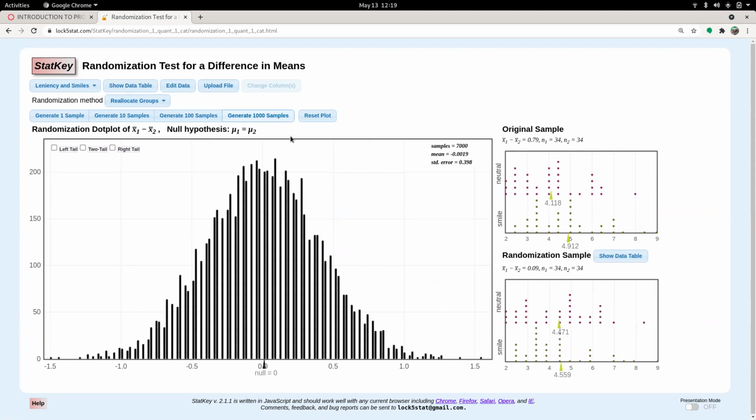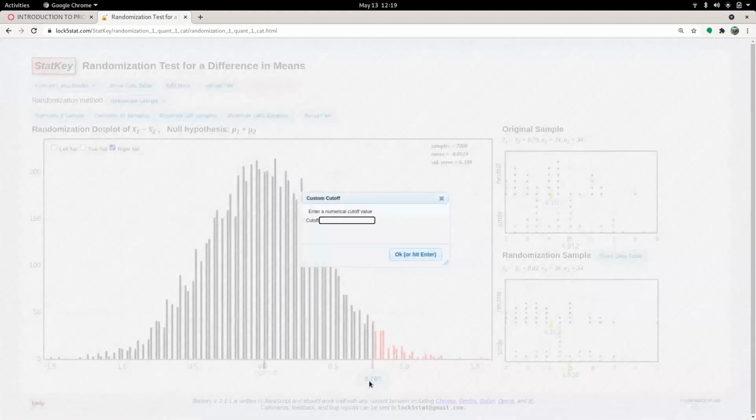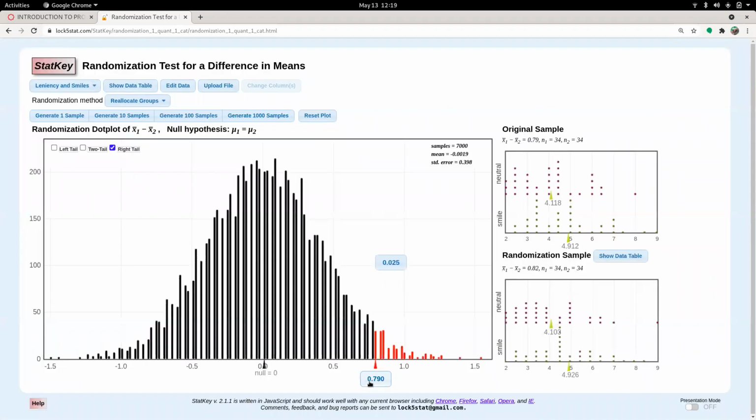And let's say I got 7,000, that should be good enough. To get the p-value to find out if this difference is significant, then we have to run, in this case, a right tail test, because I'm looking at a greater than alternative. And I just replace that cutoff with mine. So we've done this a lot now. And so StatKey says, according to this simulation, we get a p-value of about 2.5%.